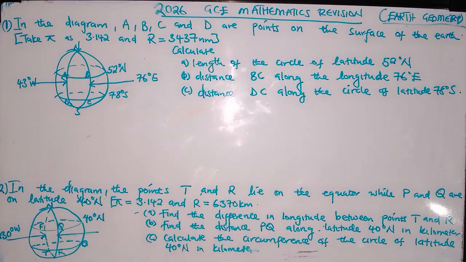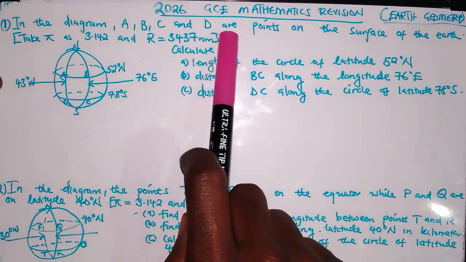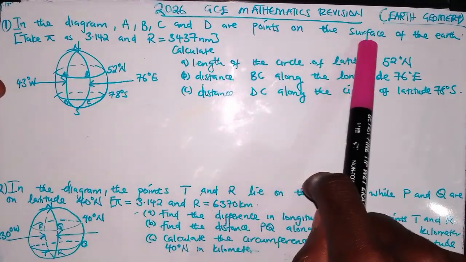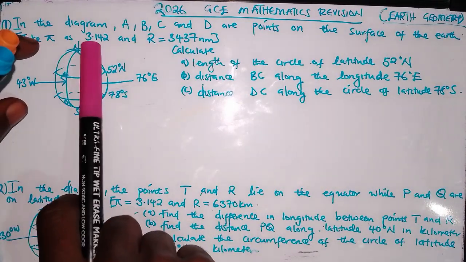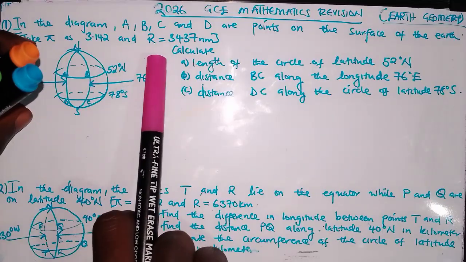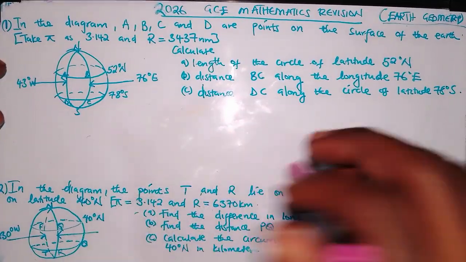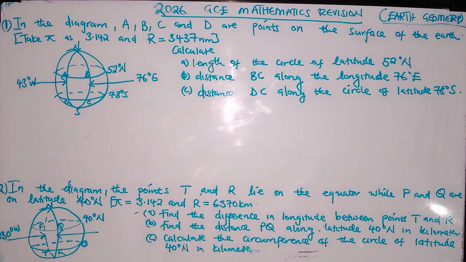Going back to our question, the question is saying in the diagram A, B, C, and D are points on the surface of the earth. Take pi as 3.142 and R as 3437 nautical miles. This is how a question in paper 2 earth geometry comes.